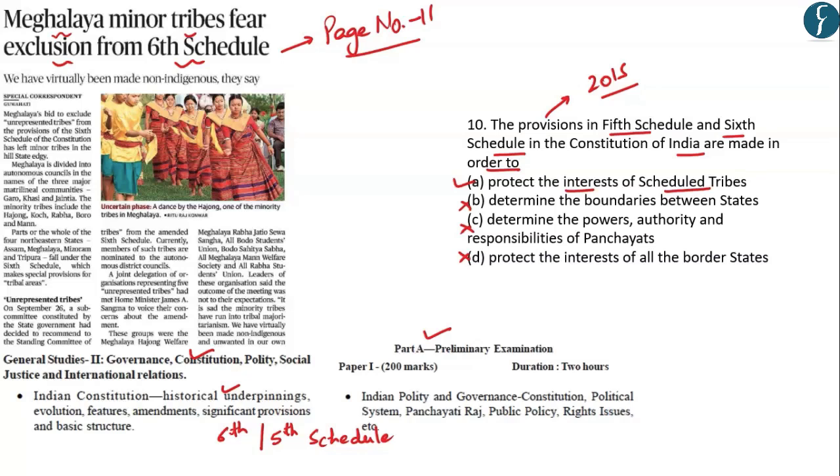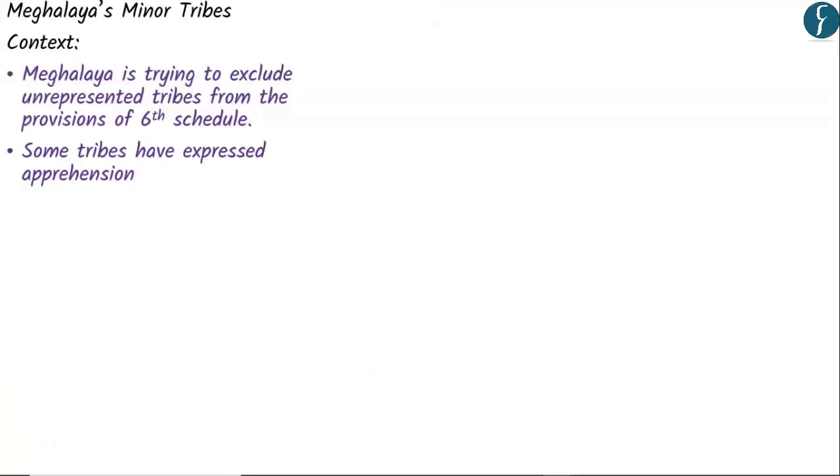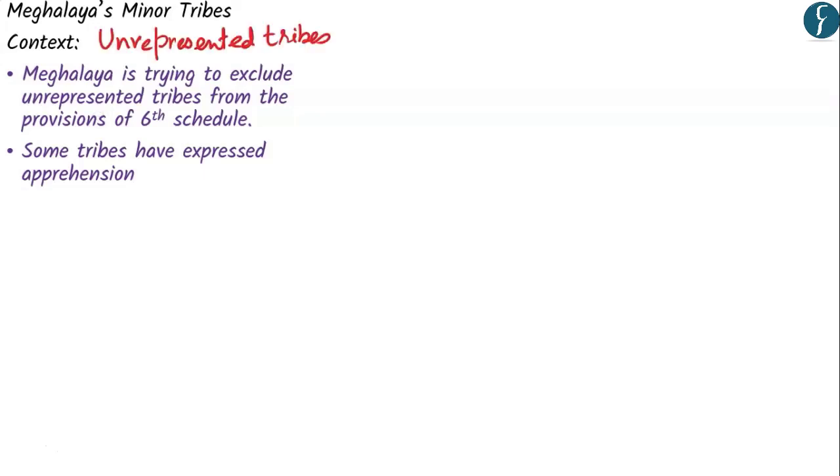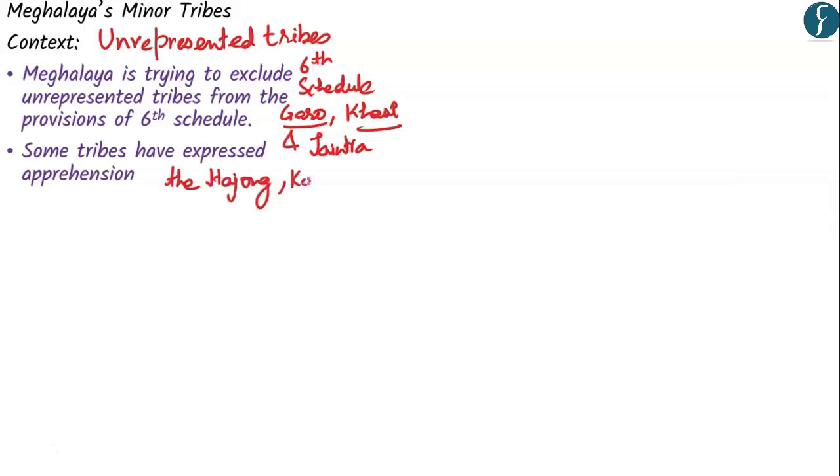Let's begin the news. Meghalaya wants to exclude unrepresented tribes from the provisions of the 6th Schedule of the Indian Constitution. This has left the minor tribes of Meghalaya in a state of confusion. Meghalaya is divided into autonomous councils in the name of 3 major matrilineal communities, namely Garo, Khasi, and Jaintia. The minority tribes include the Hajong, Koch, Rabha, Boro, and Mann.